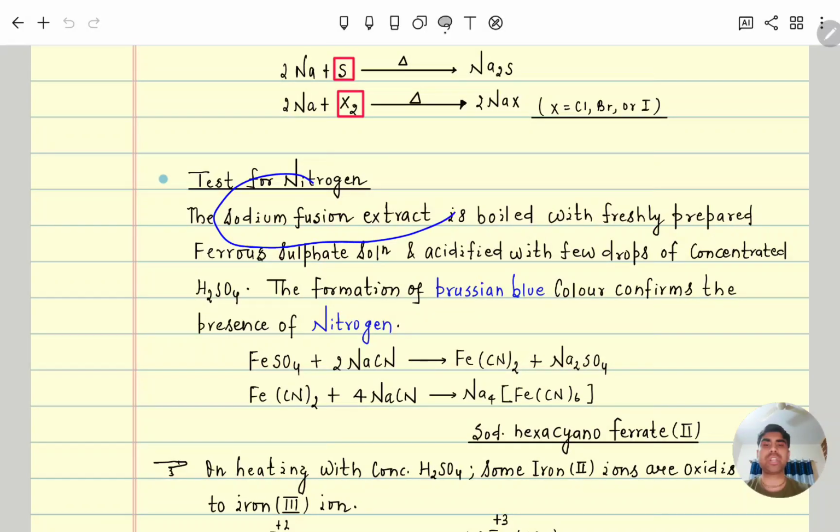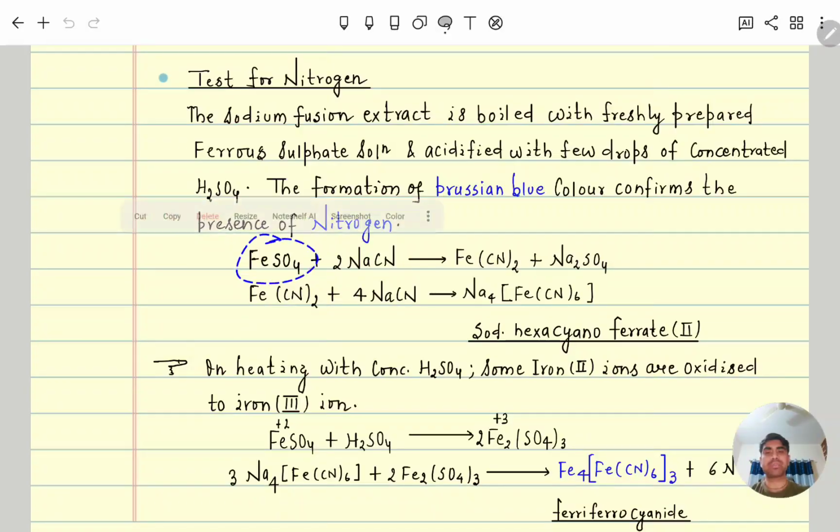The sodium fusion extract NaCN, we will react with FeSO4. A double displacement reaction will happen and it will form Fe(CN)2 and Na2SO4. This Fe(CN)2 further reacts with NaCN, so it will form sodium hexacyanoferrate, Na4[Fe(CN)6]. After that, the excess FeSO4 we took, we react with concentrated H2SO4. You know that concentrated H2SO4 is a mild oxidizing agent and dilute H2SO4 is not. So with concentrated H2SO4, iron +2 will go to its +3 form, ferric sulfate.